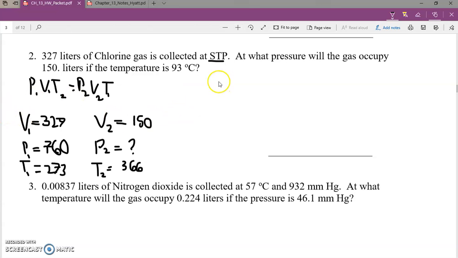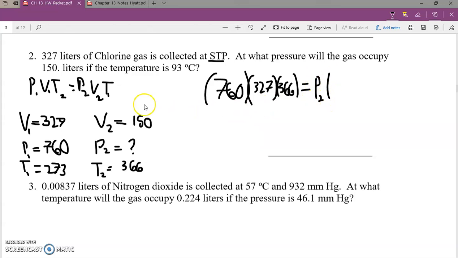We take the first pressure, 760. We multiply that by the first volume, which is 327. Multiply that by its second temperature, right here, 366, equals, now we have a second pressure which we don't know, which we'll just say P2. Multiply that by its second volume, 150, and multiply that by its first temperature, which is 273 Kelvin.